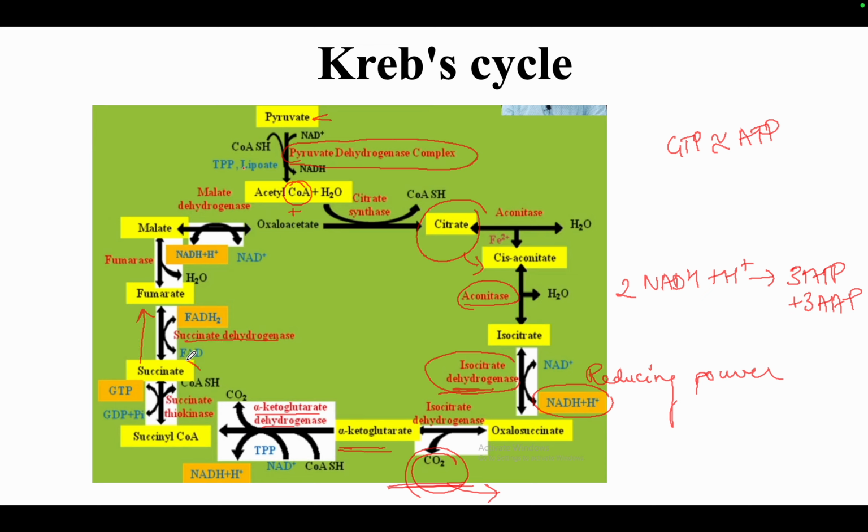So the enzyme name is named after the reactant and dehydrogenase if there is reducing power. So here also, isocitrate dehydrogenase, we have a substrate and dehydrogenase enzyme. Similarly here alpha ketoglutarate, which is a substrate, and dehydrogenase. So again we have FADH2.